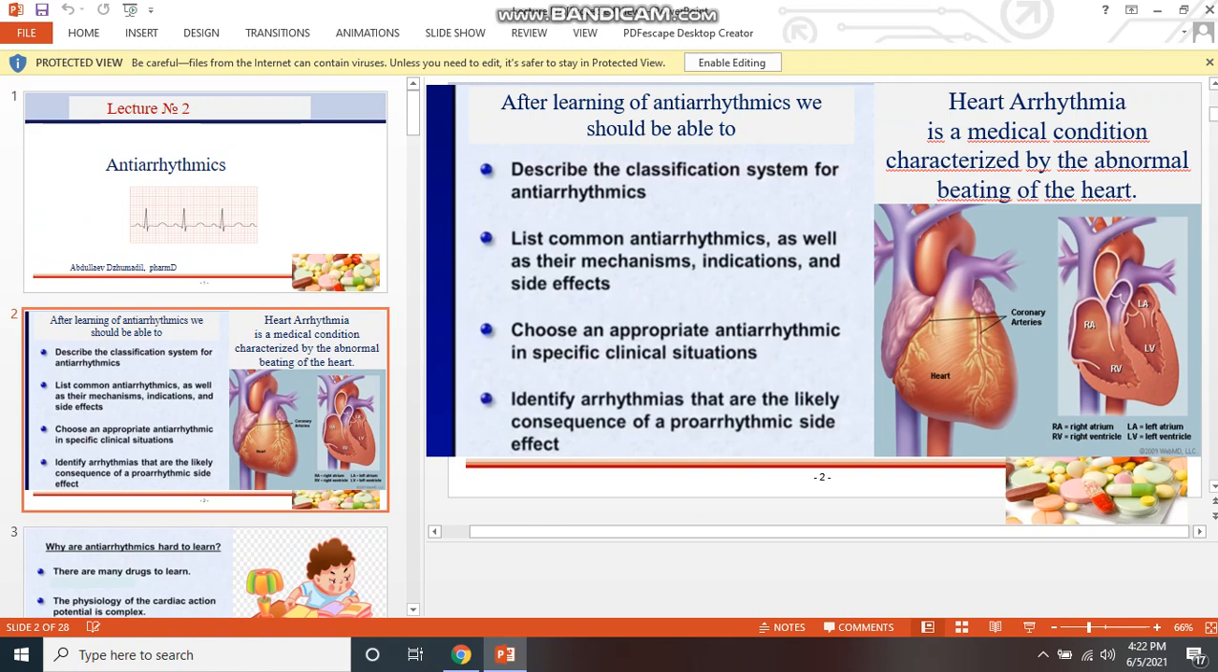Choose an appropriate anti-arrhythmic in special clinical situations. Identify the likely consequences of pro-arrhythmic side effects. Heart arrhythmia is a medical condition characterized by the abnormal beating of the heart.